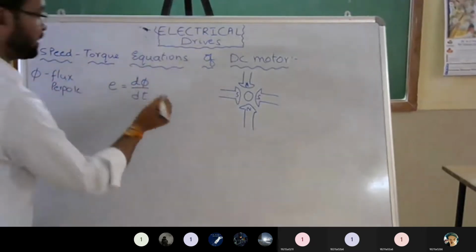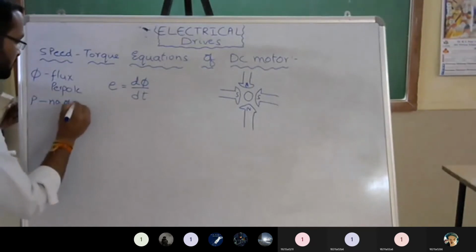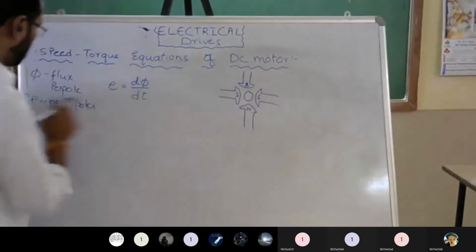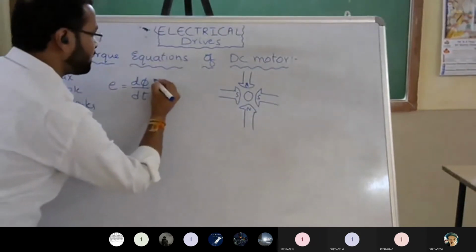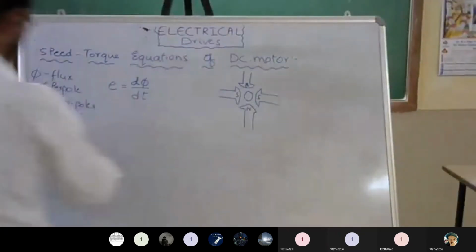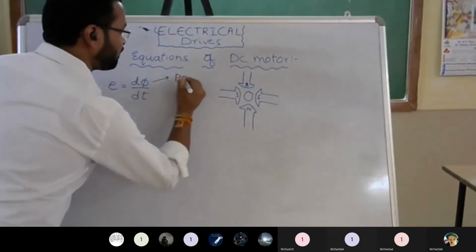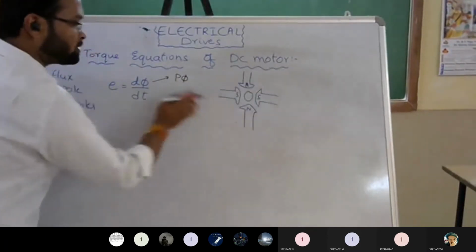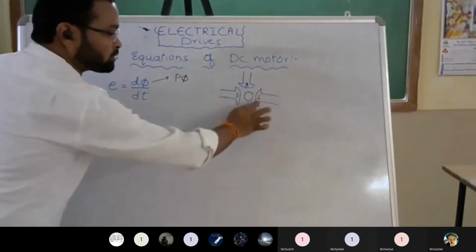So we have P poles, where P is equal to the number of poles. One pole has phi flux, so P poles have P phi flux. Each pole has phi flux and P poles are there, so P phi is the total flux. That is the change in flux if one conductor is rotating.